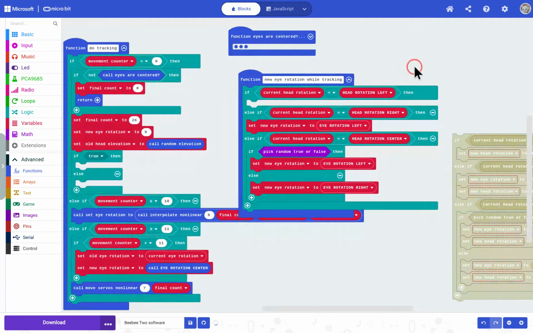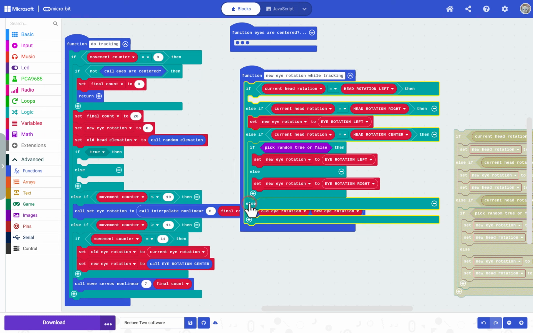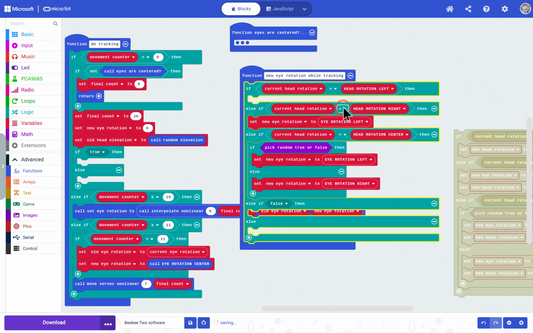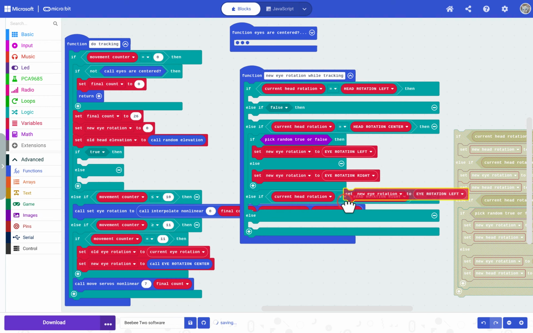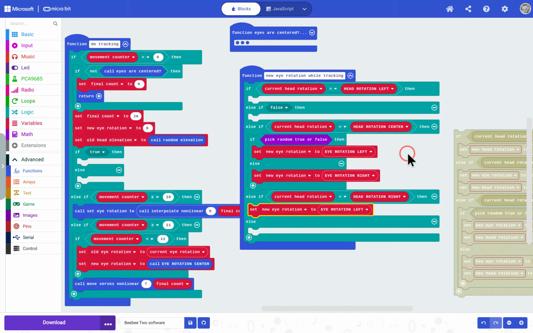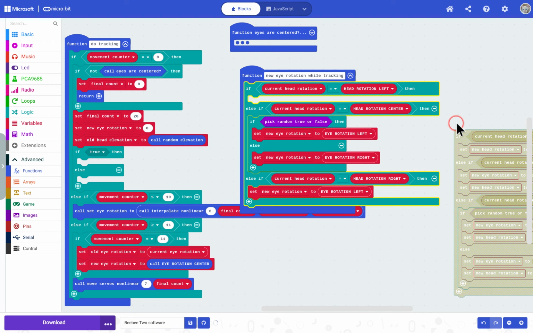So we're looking for head rotation left, right, and center. I'm going to move these around and put that there. So it's left, center, right. Okay, so left, center, right. That's kind of a good way to do it.